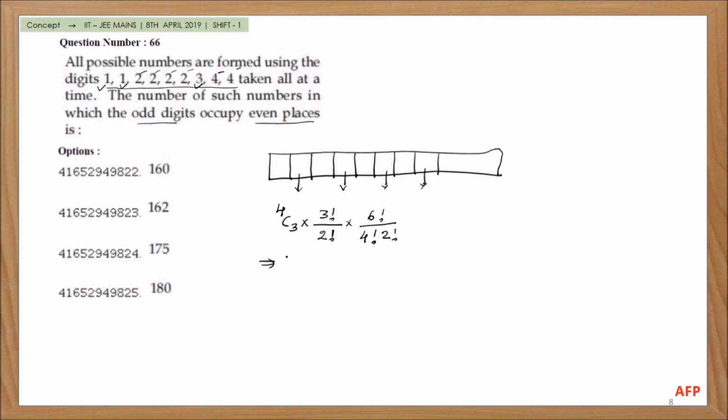So 4C3 is nothing but 4, then 3 factorial divided by 2 factorial. 6 factorial can be written as 6 into 5 into 4 factorial, divided by 4 factorial into 2 factorial. So we go for cancellation. 4 factorial cancels, 2 factorial cancels. This is nothing but 3 factorial is 6, 6 into 5, which is 180 numbers. So the fourth option follows.